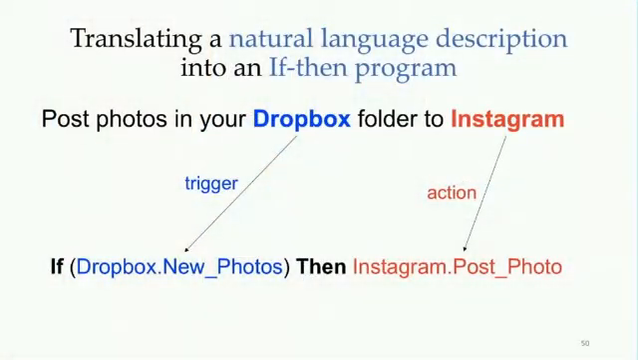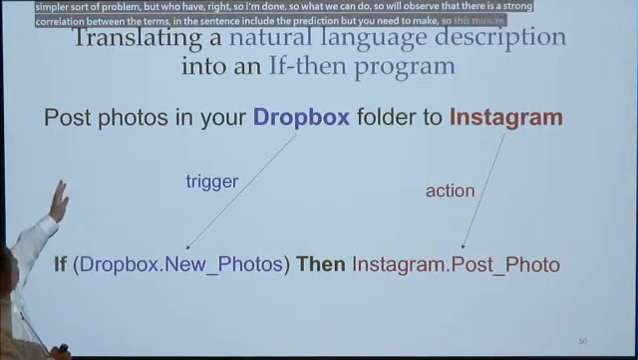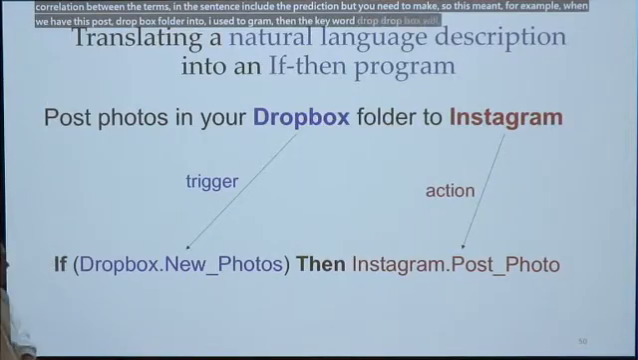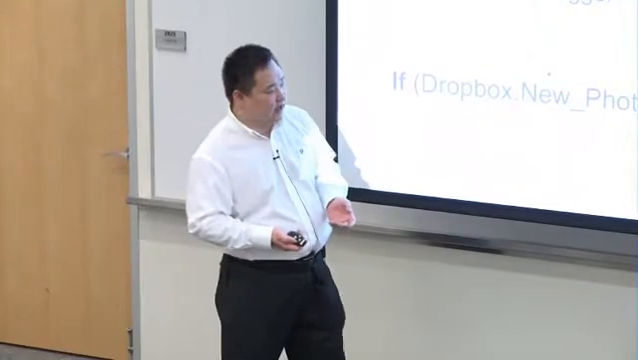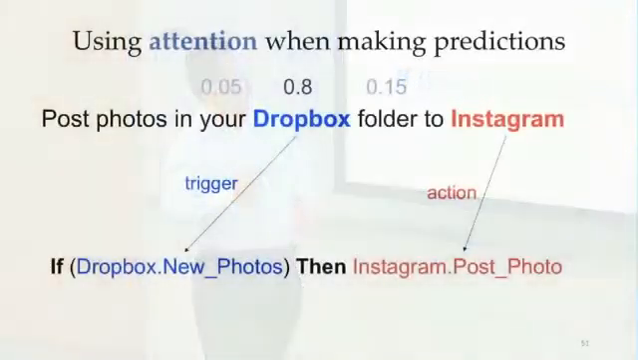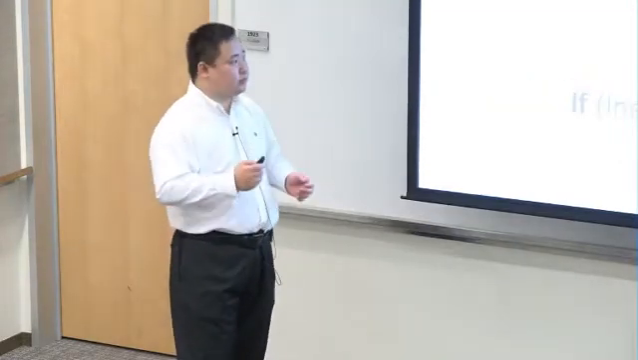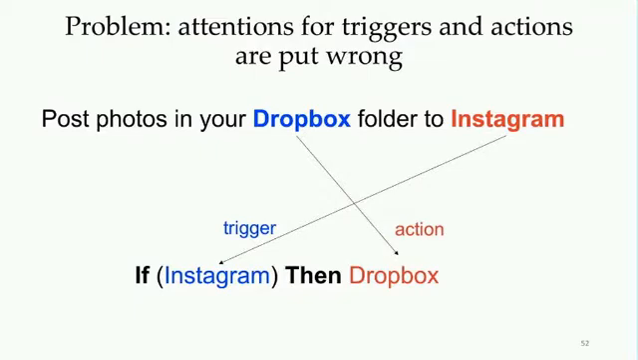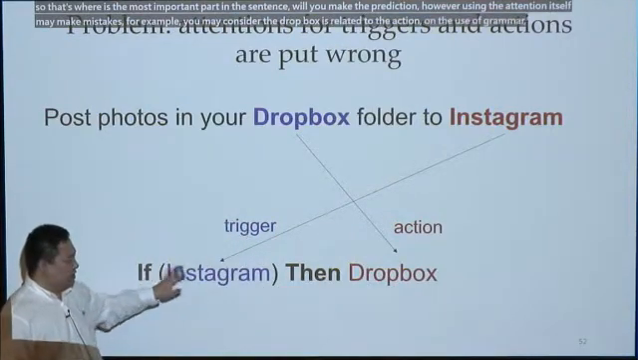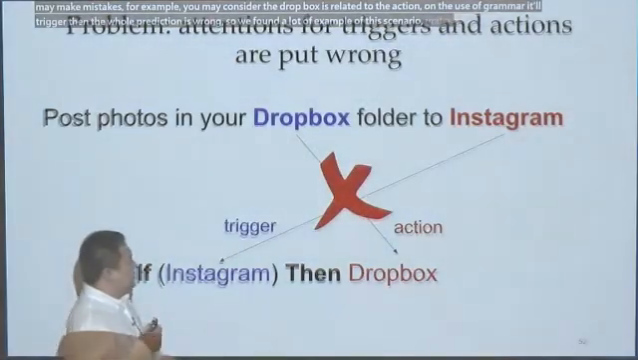We observe that there is a strong correlation between the terms in the sentence and the prediction that you need to make. For example, when we have "post photos in your Dropbox folder into Instagram," the keyword Dropbox will hint that the trigger is very likely related to Dropbox functions, and Instagram hints that the action is related to Instagram. So the basic idea is that you can use attention to put different weights onto different tokens, so that you know where the most important part in the sentence is when you make the prediction. However, using attention by itself may make mistakes. For example, you may consider Dropbox to be related to the action and Instagram related to the trigger, and then the whole prediction is wrong. We found a lot of examples of this scenario in the validation set, so this approach is not good.